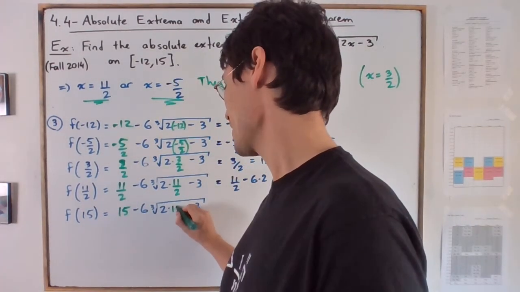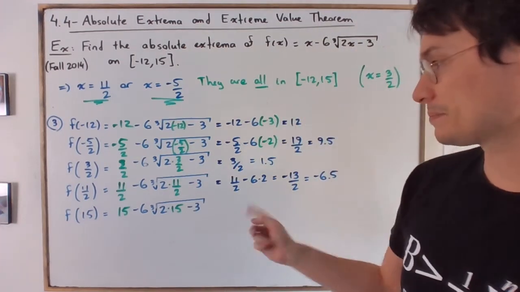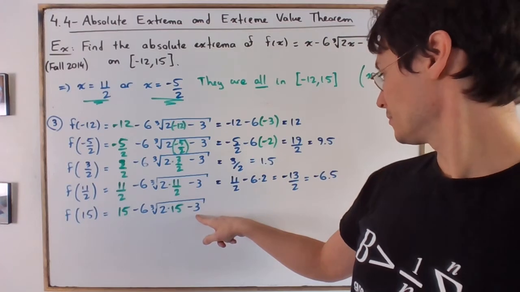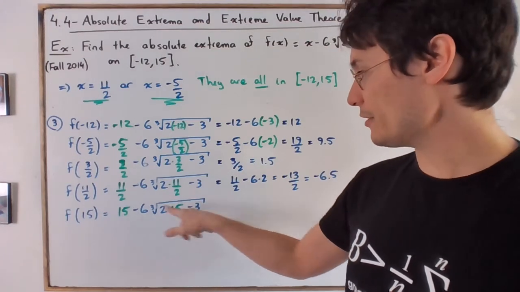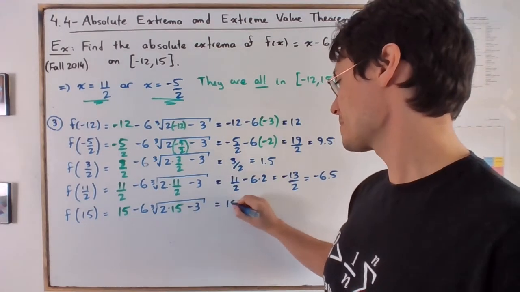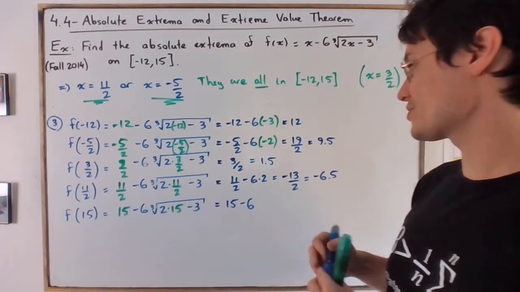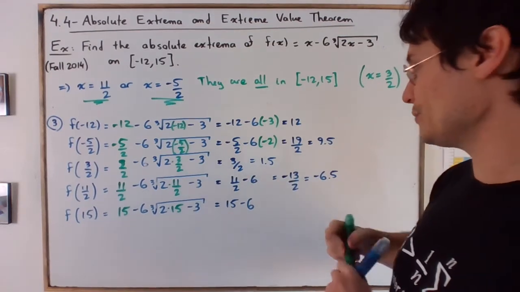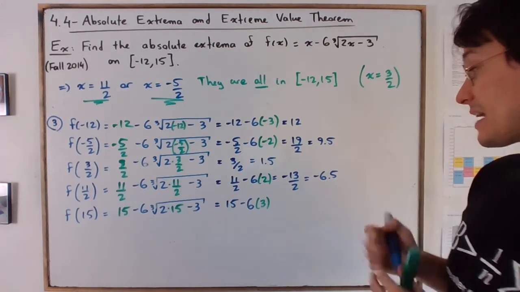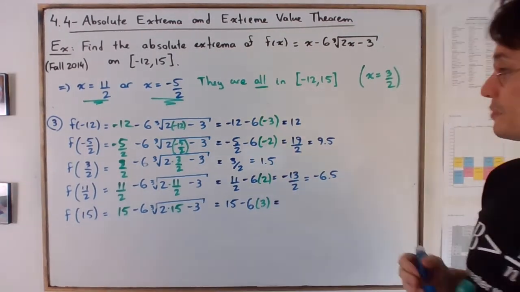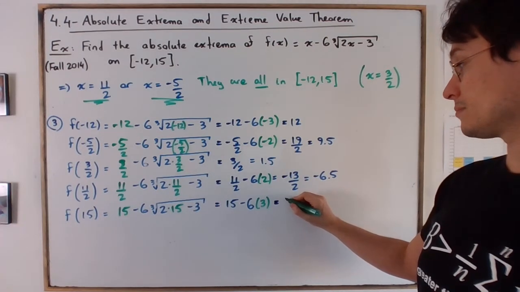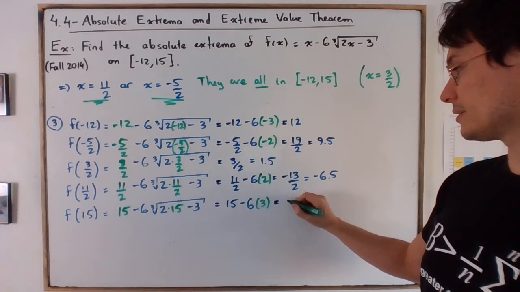So 15. Let's have a look. So we have 27. Yeah, 27 over here. Cube root of it evaluates to 3. So 15 minus 6 times 3. I should probably write the 2 here. Like, there you go. Same thing. So it's going to give negative 3. Not quite enough to be the minimum. So here we are.